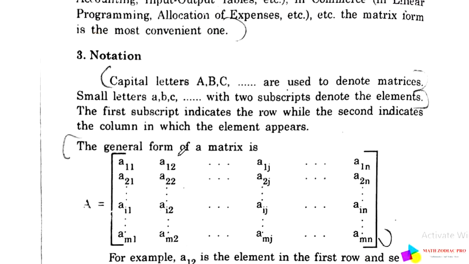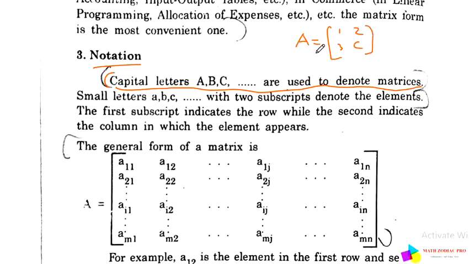Next, notation for the matrix. Capital letters A, B, C are used to denote the matrix. For example, A equal to the matrix 1, 2, 3, and so on. So the matrix is denoted by a capital letter, and the elements are denoted by small letters and numbers. This one is important.